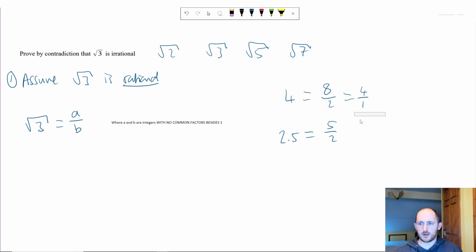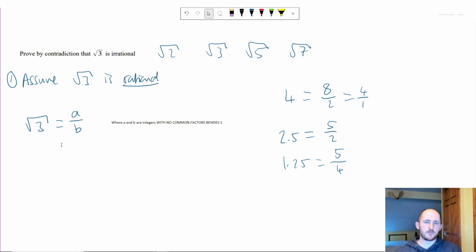So these are rational numbers because we can express them as fractions that can't be simplified further. 4 over 1 can't be simplified further. 5 over 2 can't be simplified further. You can even have something like 1.25. You can express that as 5 over 4. Right? You can't simplify it further. So we're saying that A and B are two integers whose highest common factor is 1. Well, let's go see if that's possible.